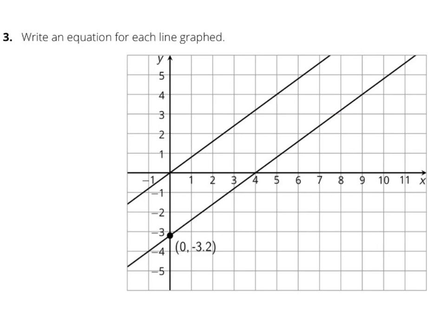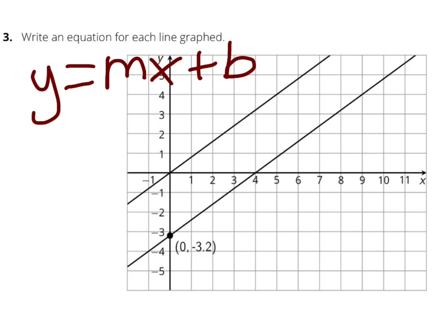Okay, in order to write an equation, I need two things. I need to know what the m and what the b is. Now that you're familiar with the regular form for a linear equation, the m represents the slope and the b represents the vertical intercept or the y-intercept. These are the two things I always need when I'm trying to find the equation for a line. So let's start with this guy right here.